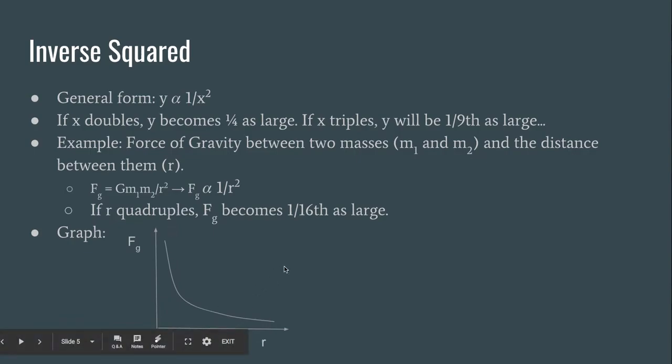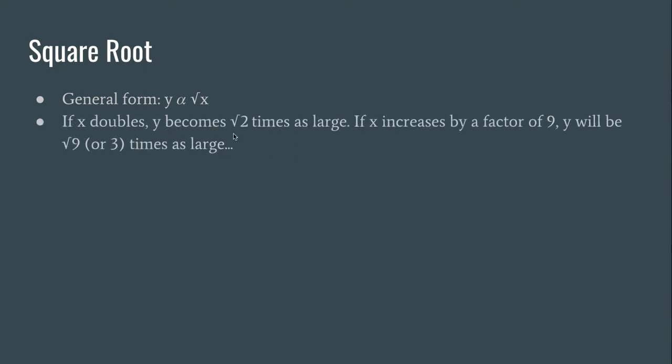Just from your naked eye, you can't tell the difference between it and a regular inverse. And then the last one we're going to talk about is the square root. General form is going to be y is proportional to the square root of x. If x doubles, y becomes square root of 2 times as large. If x increases by a factor of 9, y will be square root of 9, or 3 times as large.